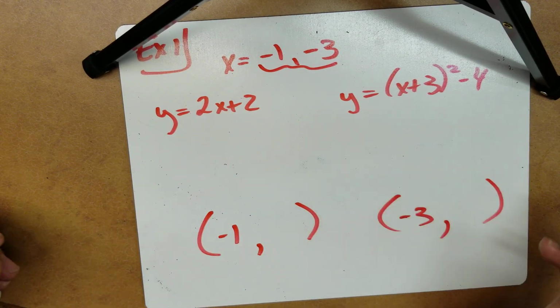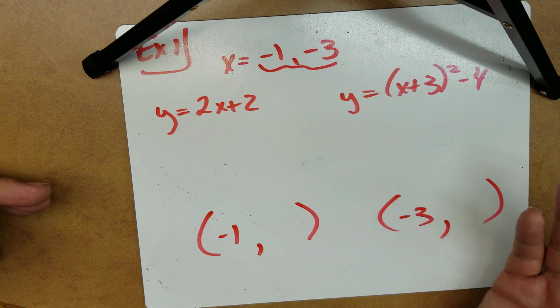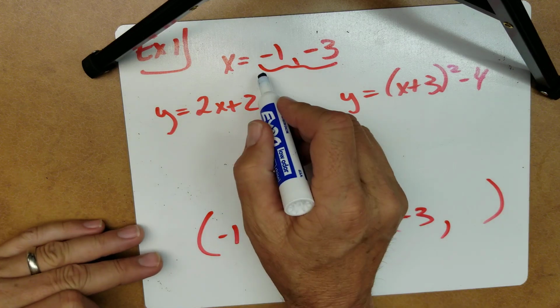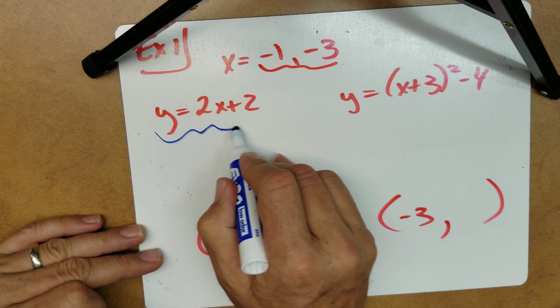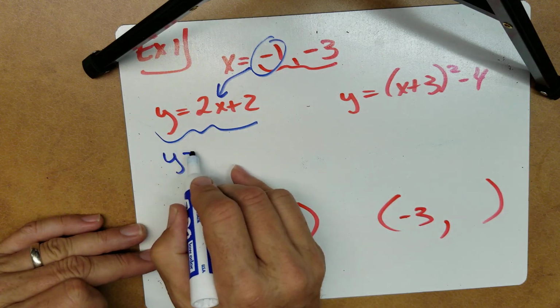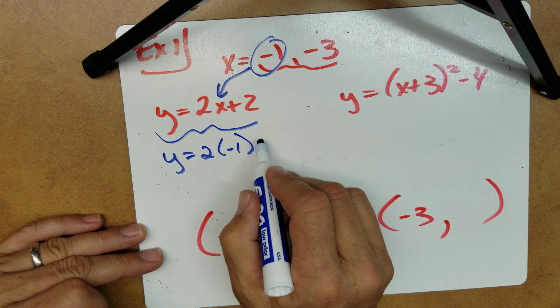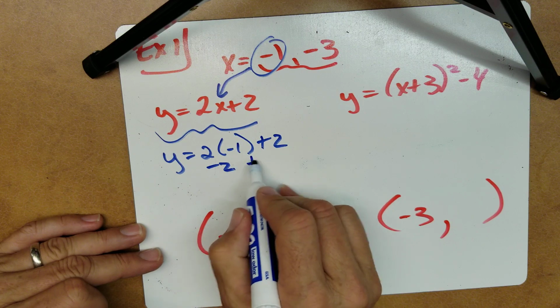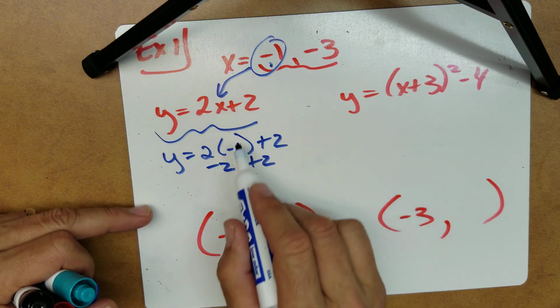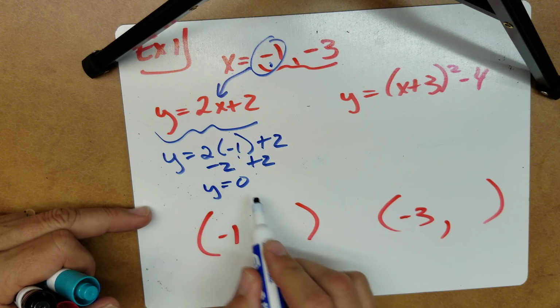You can choose. It doesn't matter. It should work for both of them because both of them are solutions. It seems to me that I'm going to do the easy thing and just plug them in right here. I'll take this -1 and plug it right there. It'll be y equals 2 times -1 plus 2. That's -2 plus 2, and that is 0. So when x equals -1, y equals 0.